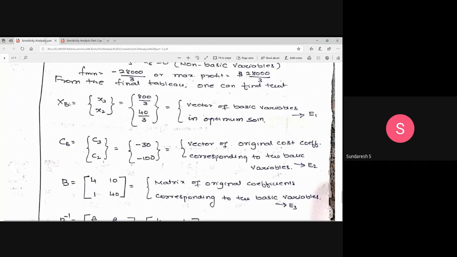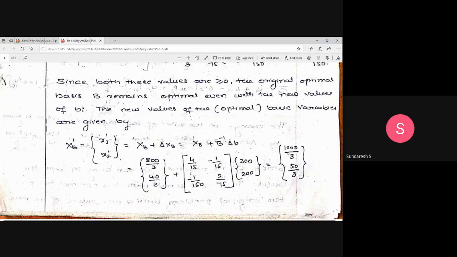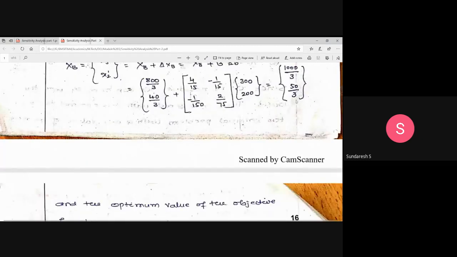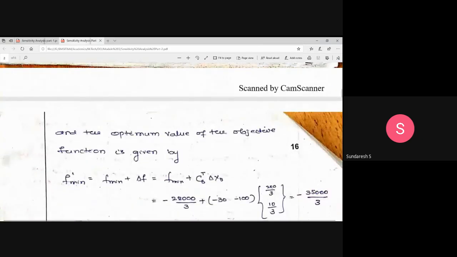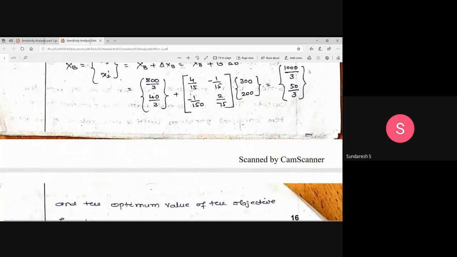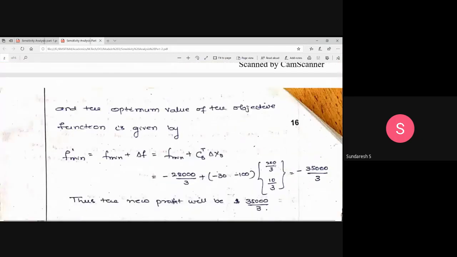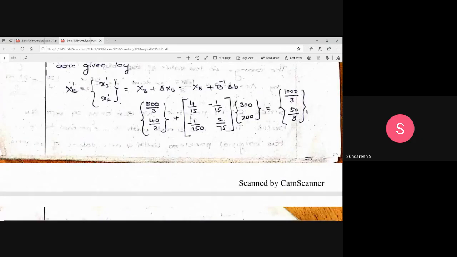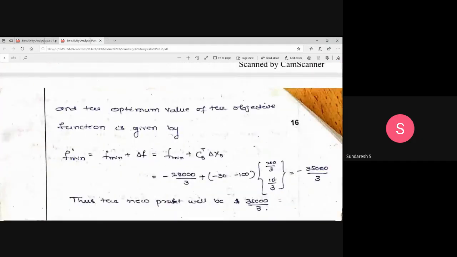Delta XB is the difference between the XB value 800 by 3 and 40 by 3, and the new value what we have got is 1000 by 3 and 50 by 3. So the difference between those two you have to substitute here. So 1000 minus 800 divided by 3, you are going to get 200 by 3, and 50 by 3 minus 40 by 3, you are going to get 10 by 3.